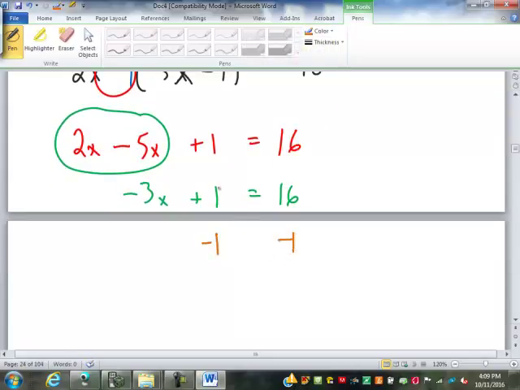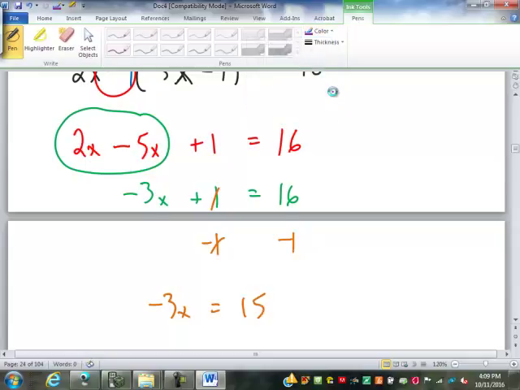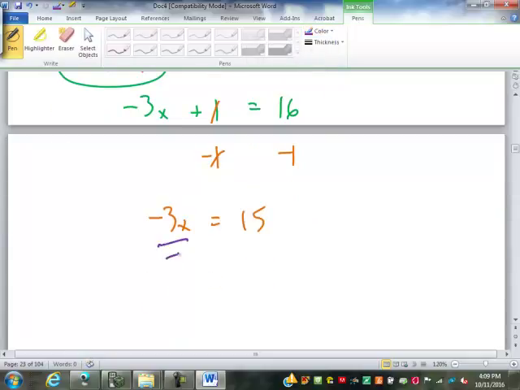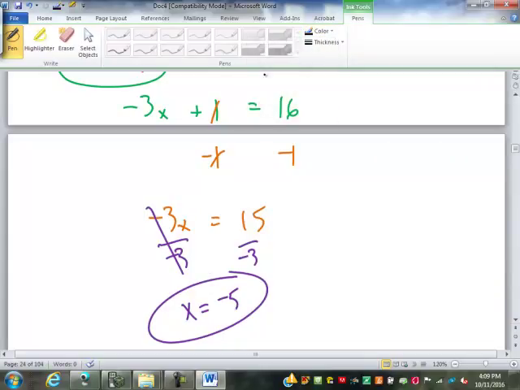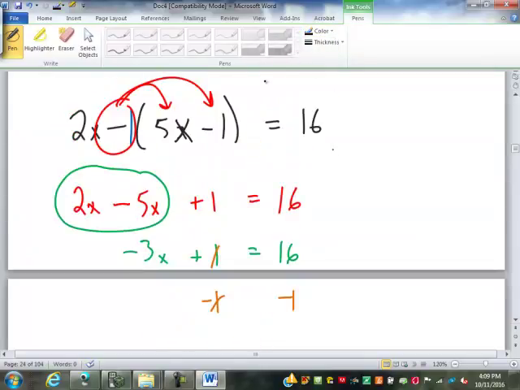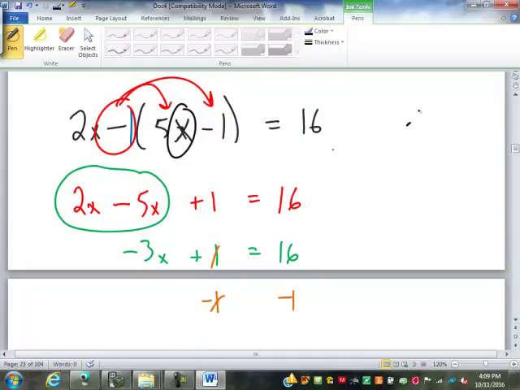Subtract 1. So negative 3x equals 15. And finally, divide by negative 3. x equals negative 5. Just like any other problem, if you wanted to, we could go back, put the negative 5 in for x and double check it. I'm not going to do that right now, but it should work.